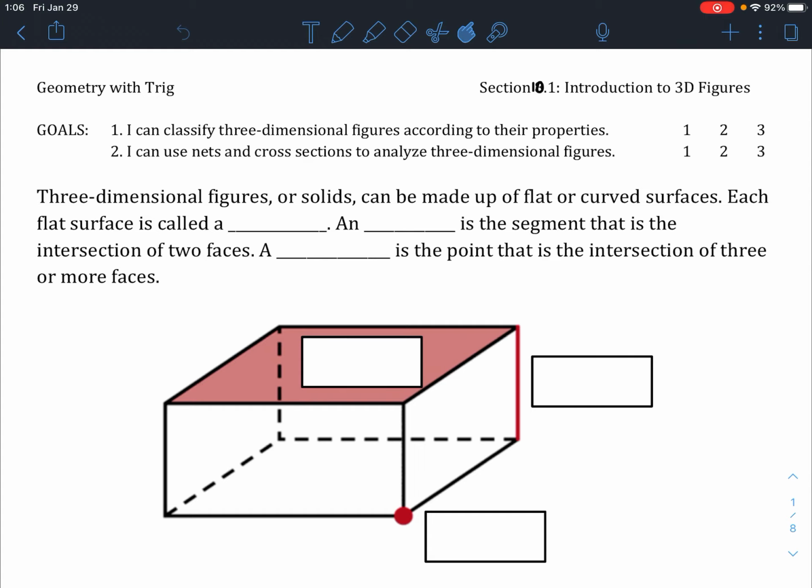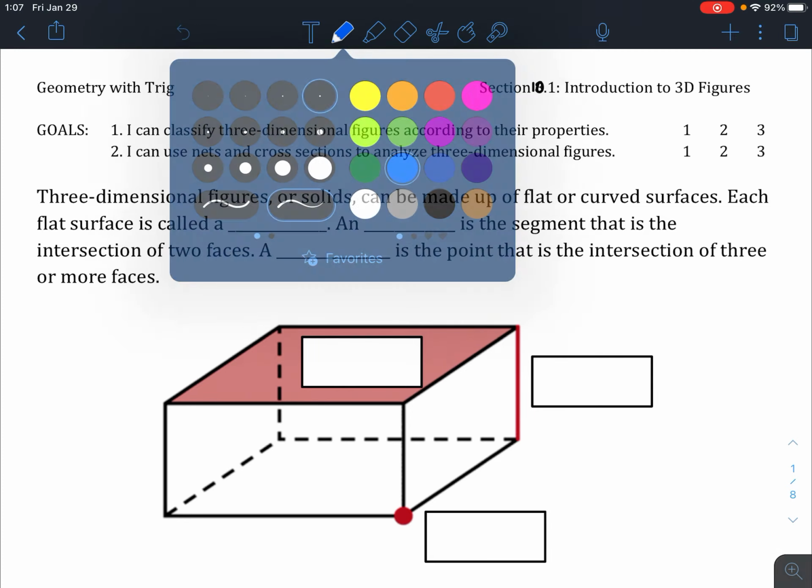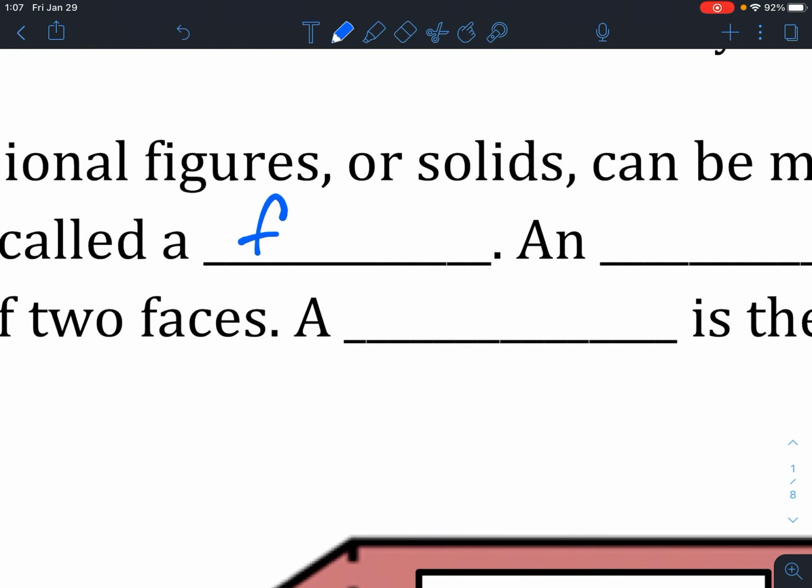Today we're going to talk about three-dimensional figures, which will lead into our study of surface area and volume of those 3D figures. So let's just start today by talking about the three-dimensional figures, or solids, that can be made up of flat or curved surfaces. Each flat surface of a three-dimensional solid is called a face.